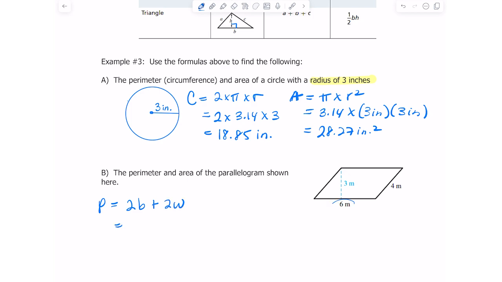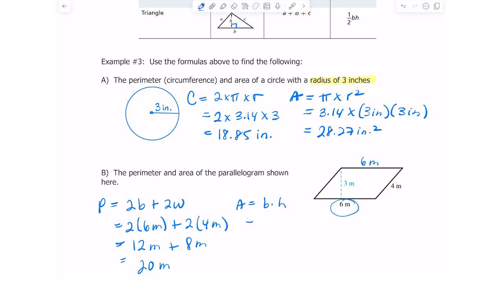Well, my base is 6, and I know if I go right across from it, this is also 6 meters. So I've got 2 times 6 meters plus my width is 4 meters, and there's 2 of them. So here I have 12 meters plus 8 meters, which is equal to 20 meters. So that's the perimeter. For the area, it's base times height.